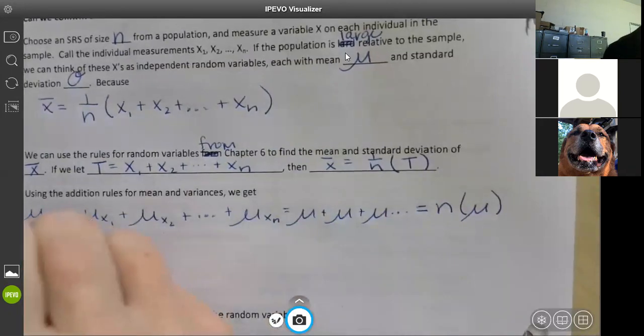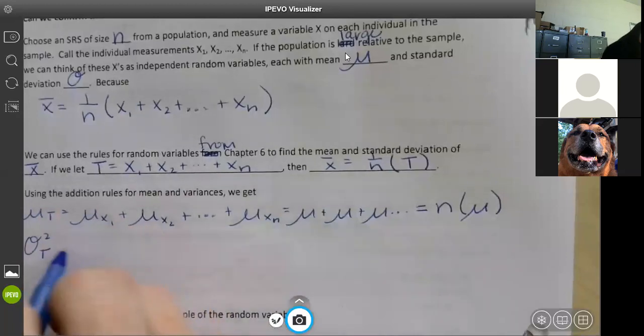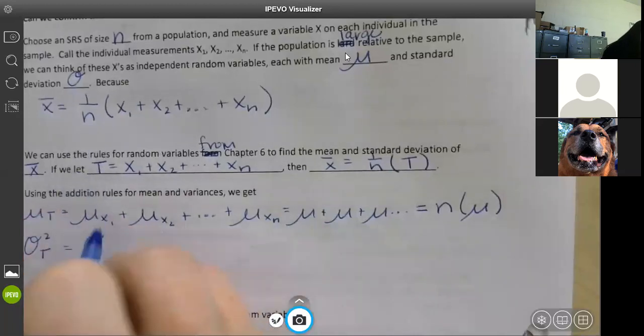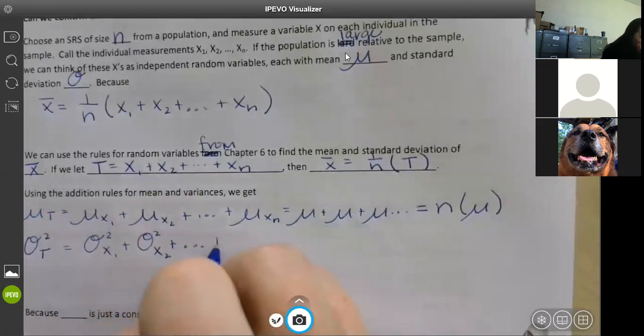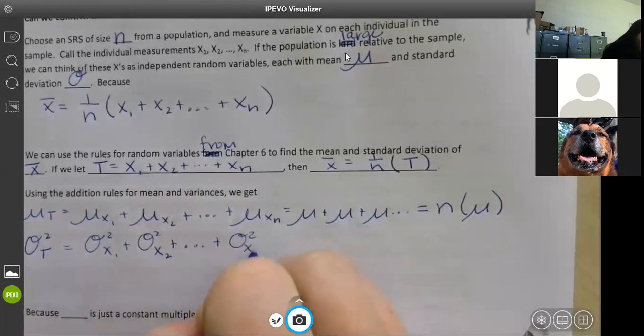To do the variance totals, you did the variance of the first one plus the variance of the second one. Remember, we had to do variances. You can't add standard deviations. You have to add variances. All the way to the variance of the last one.